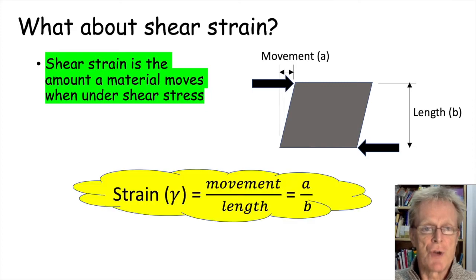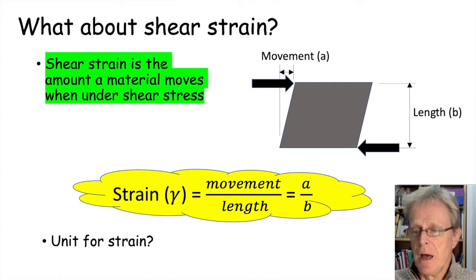And shear strain, gamma, is defined as the movement divided by the length. And as before, the unit for strain, because it's actually two lengths, one length divided by another, the strain is actually a ratio. It doesn't actually have a calculated unit. So let's move on to do a calculation based on that.